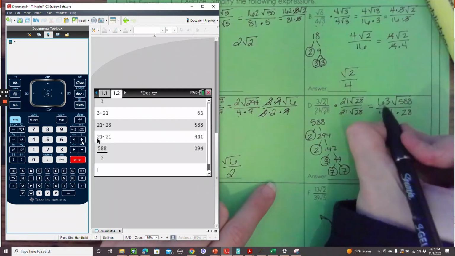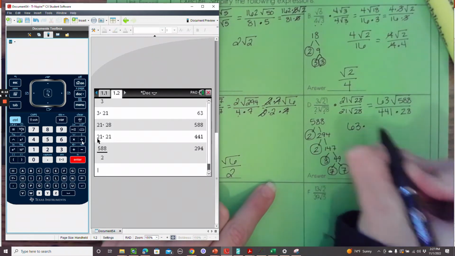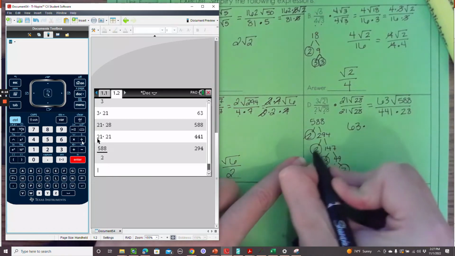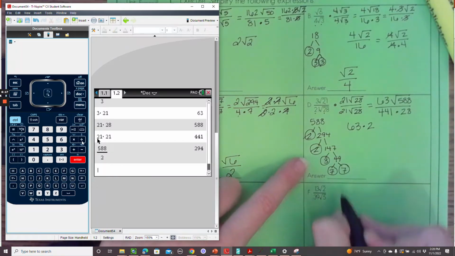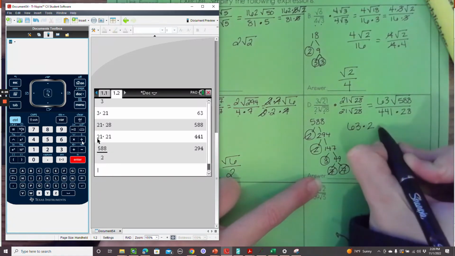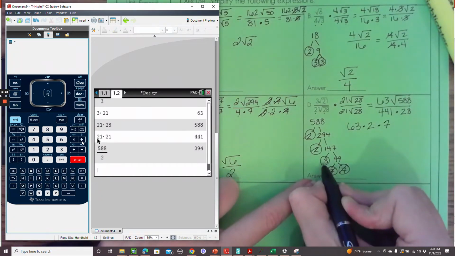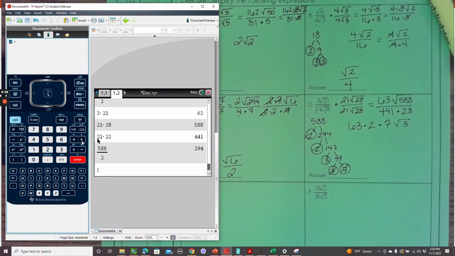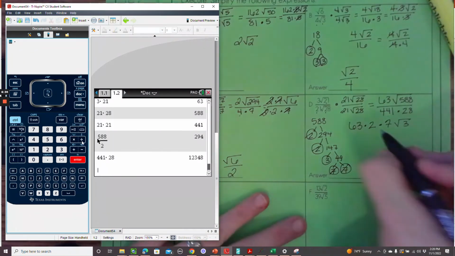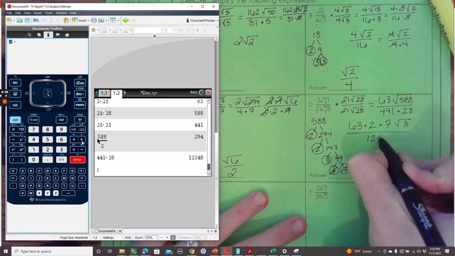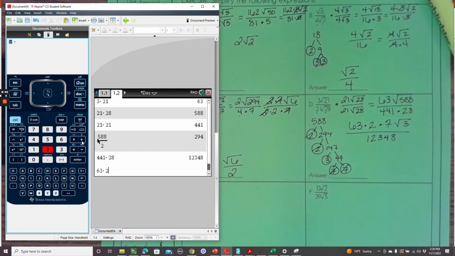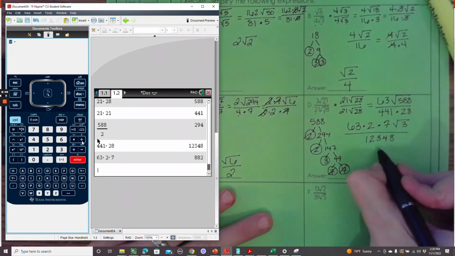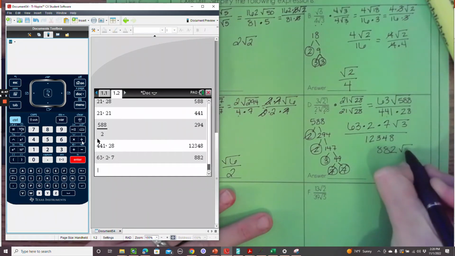All right, so I've got a 63 up top, times 2 and a 2 means I can pull a 2 out of that radical. 7 and a 7 means I can pull a 7 out of that radical, and I'm left with just a 3 underneath. 441 times 28, if you want to break it down and factor it, you can. I'm just going to do it this way: 12,348. So I'm going to do 63 times 2 times 7, which gives me 882 times the square root of 3.